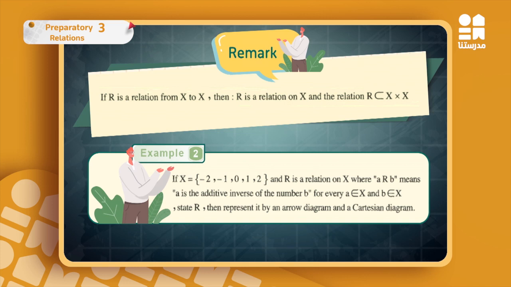For every element A belongs to X and B belongs to X also. State R, which is required number 1. Write R as ordered pairs, and then represent it by arrow diagram and Cartesian diagram.